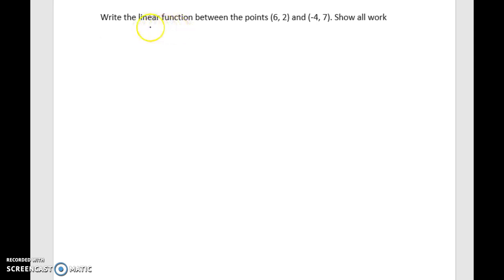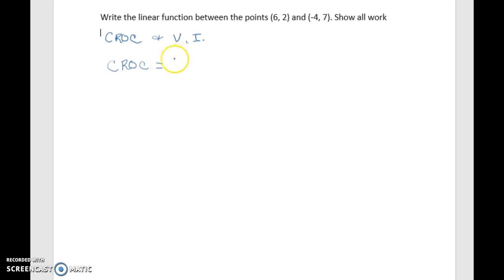So whenever we need to write a linear function, remember that that linear function needs the constant rate of change and vertical intercept. So in this case, we don't have either of these because we don't have 0 something for each one of these points, and of course the constant rate of change is not given. So the first thing we want to do is find that constant rate of change.